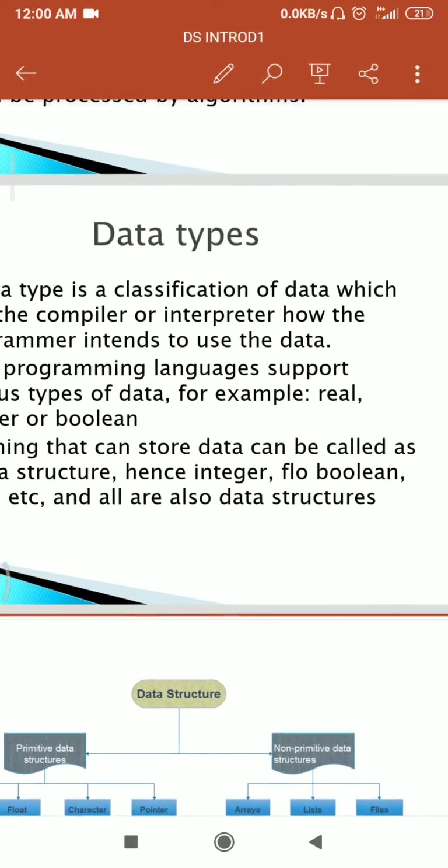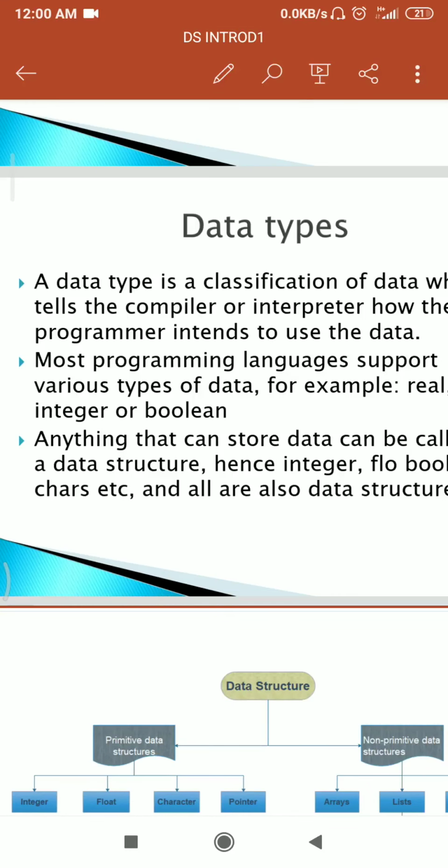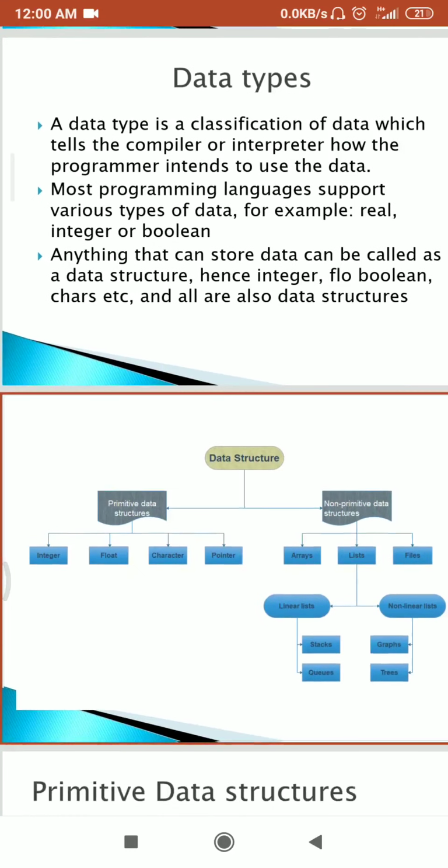So before that, what is a data type? We already know about the data type. Any kind of data we are going to use for a program is declared as a particular kind of primitive data type. These are the basic and default programming data types.